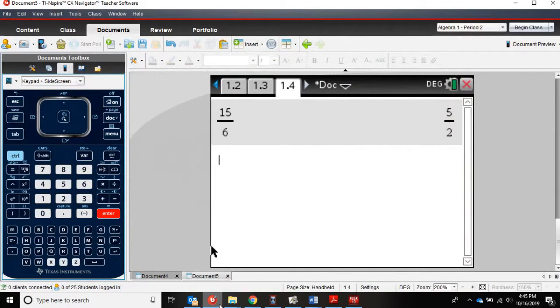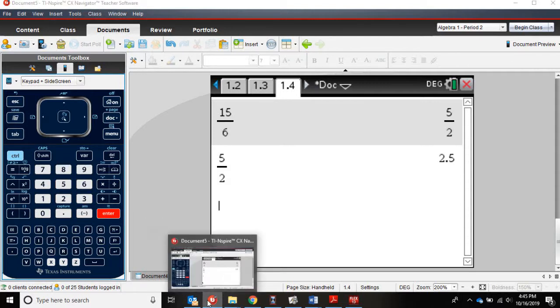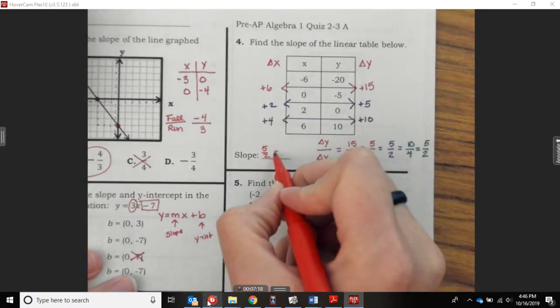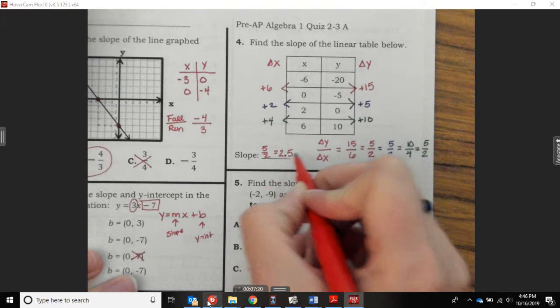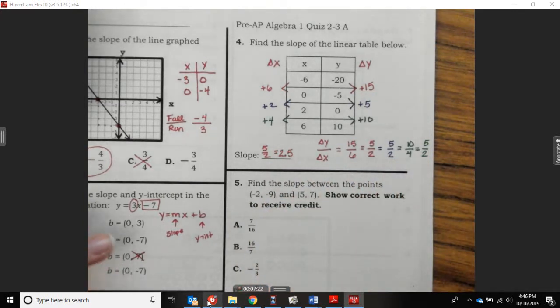But this was a griddable question, so you can't type 5 over 2. If you press 5 divided by 2 and you press Control Enter, it will give you the decimal, so 2.5. So that's what you should have put as your answer.